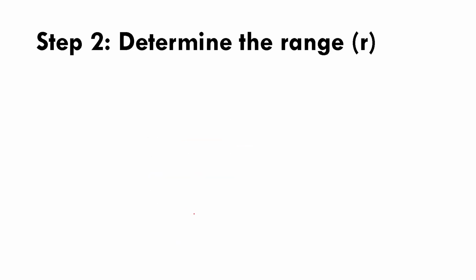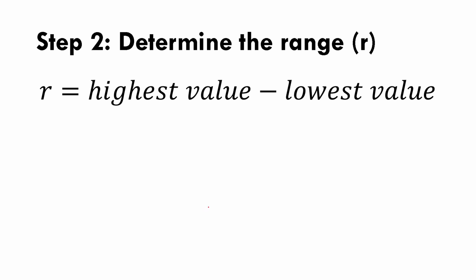Step 2 is to determine the range. How do we compute the range? Well, we'll just use this formula. Determine the highest value as well as the lowest value and get their difference. With that, you now have the value of the range. In this scenario, we have 29 as the highest value and 10 as the lowest one, based on the set of data that was given a while ago. Subtracting these two, we have 19 as the range.